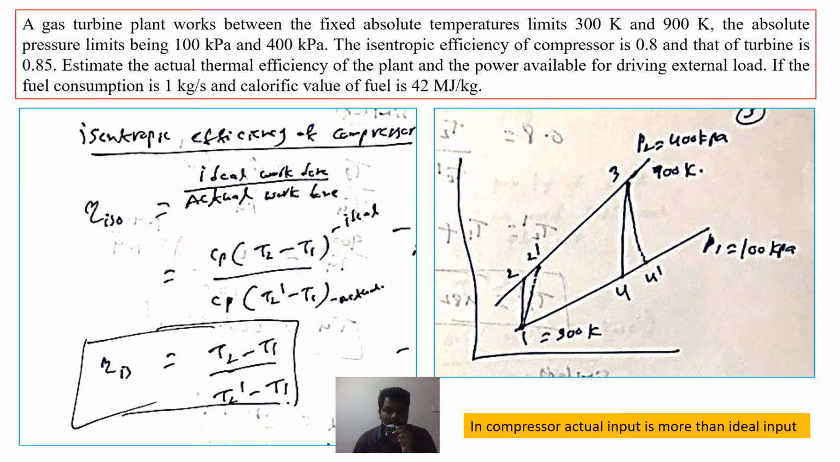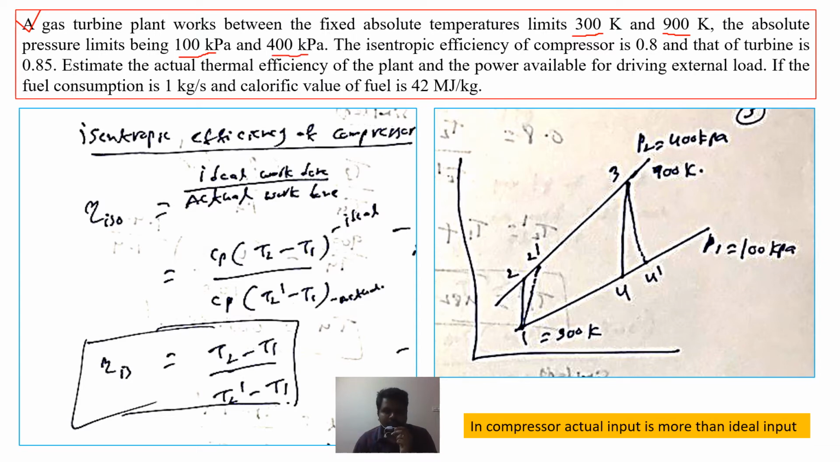Now let us solve a problem. A gas turbine plant works between the fixed absolute temperature limits 300 Kelvin and 900 Kelvin. The absolute pressure limits being 100 kilopascal and 400 kilopascal.